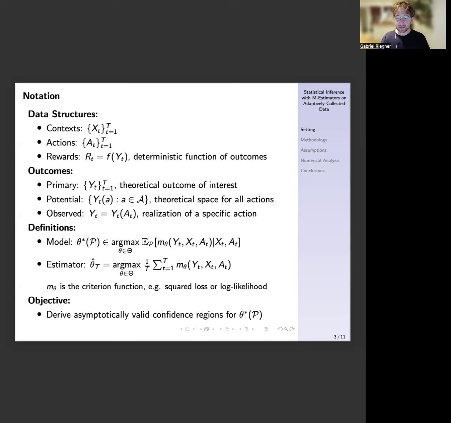And the main objective of the whole paper is to derive asymptotically valid confidence regions for this parameter of interest, which is theta star.